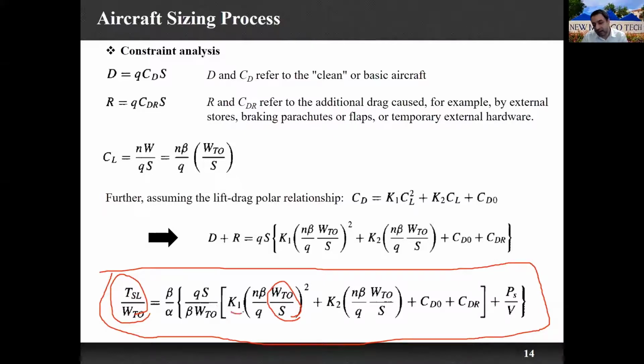K1 is a constant, N is a constant value, beta is constant, and Q is the dynamic pressure, which is 1/2 times density times velocity squared. Here again we have S over W, which I can write as W over S in the denominator. CD naught and CDR are all constants, and PS over V is based on the flight scenarios.